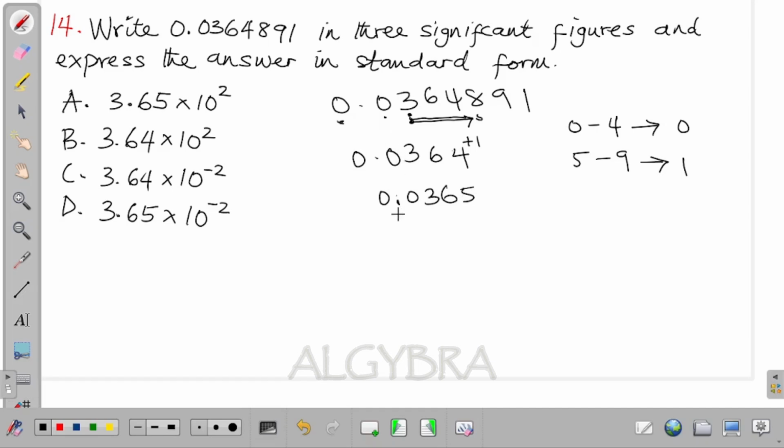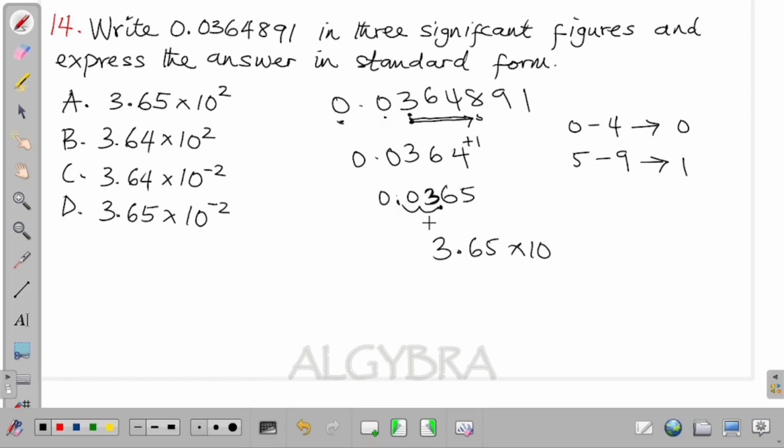I'm going to move this decimal point to the right until I get a number between 1 and 10. If I move this way, I'm going to have 0.365. If I move this way, now I'm going to have 3.65, right? So 3 is the number between 1 and 10, so I'm going to stop there. I'm going to have it as 3.65 times 10.